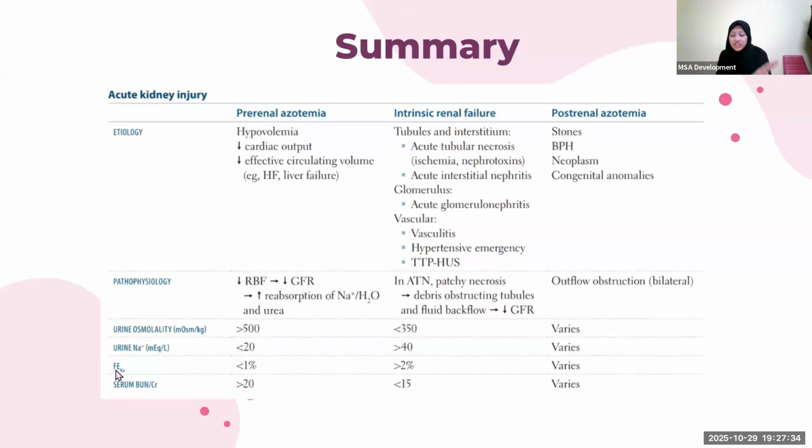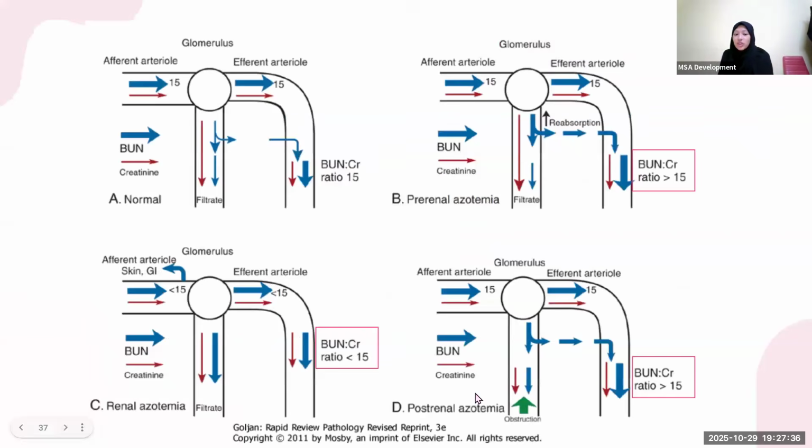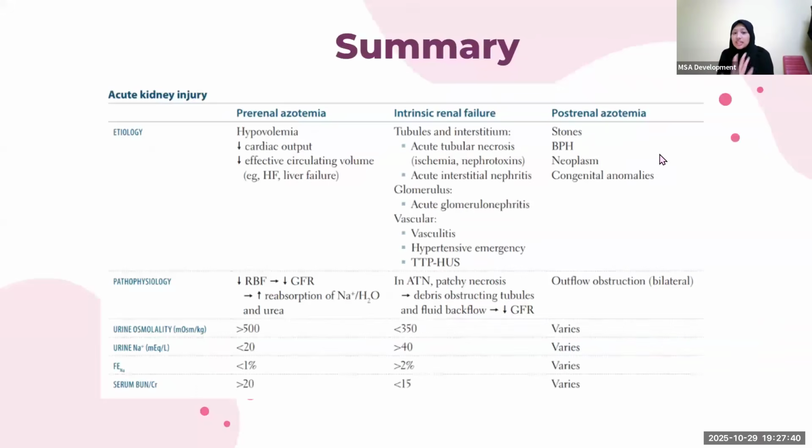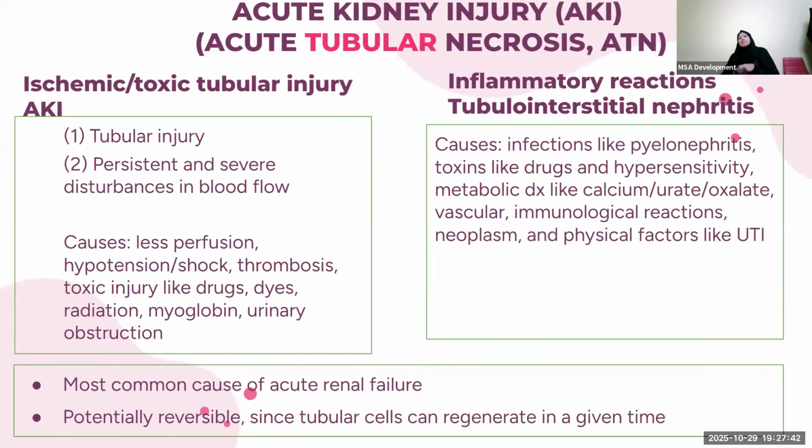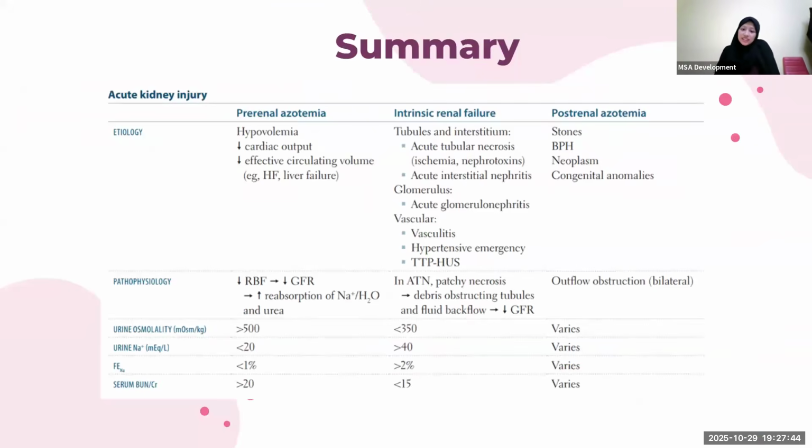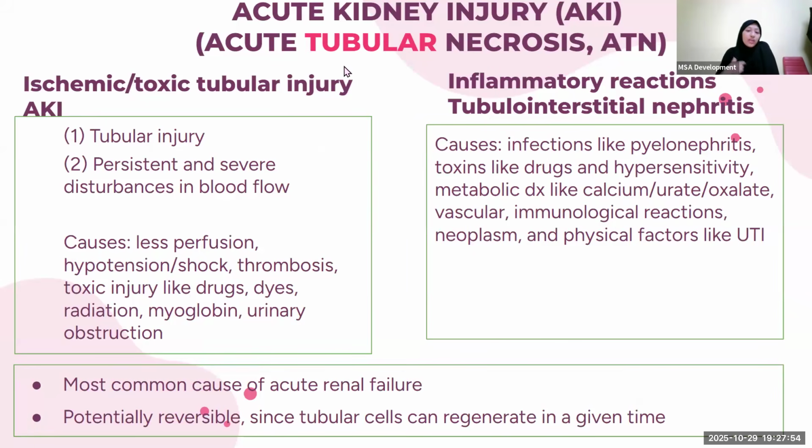So fractional excretion of sodium and knowing the ratios, knowing the causes of each of these diseases is important. Okay. Now let's talk a bit more about the next lecture, which is intrinsic renal failure. So having the damage at the kidney itself. That can be due to two main reasons. So acute kidney injury, we call it.